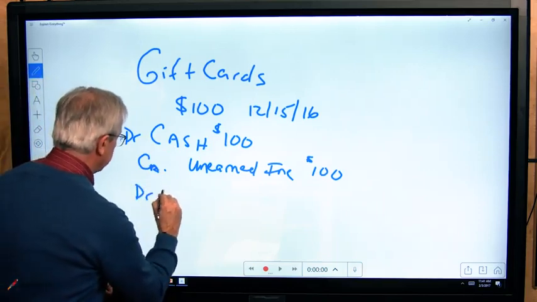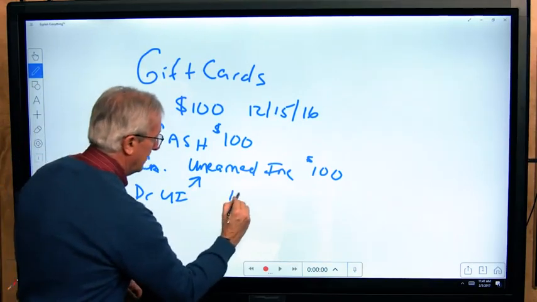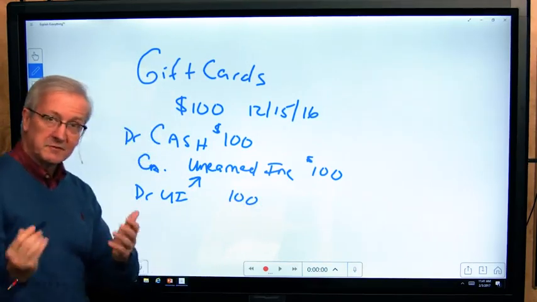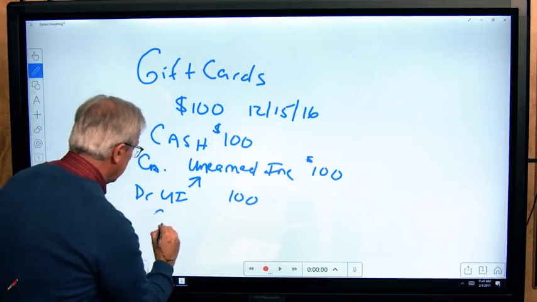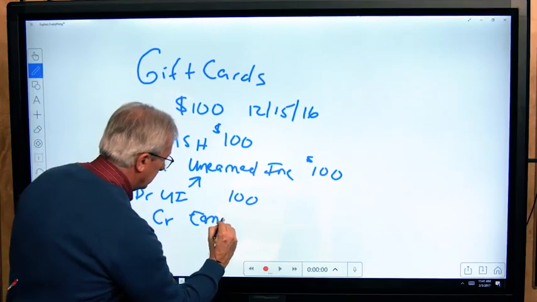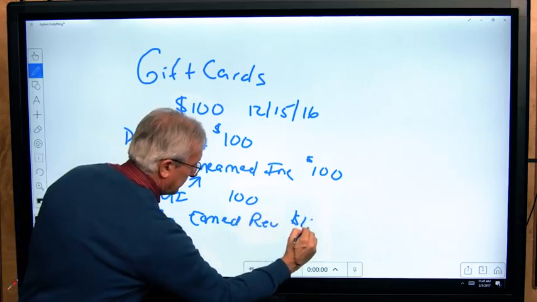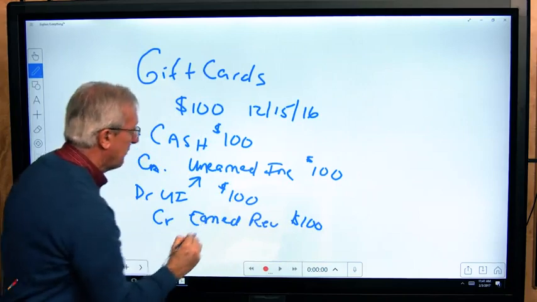I'm going to get rid of the unearned income, right, that we just saw here for 100. And now that you've experienced the dining facility, I'm going to actually move that to earned revenue for $100. So let me just recap what we've done.